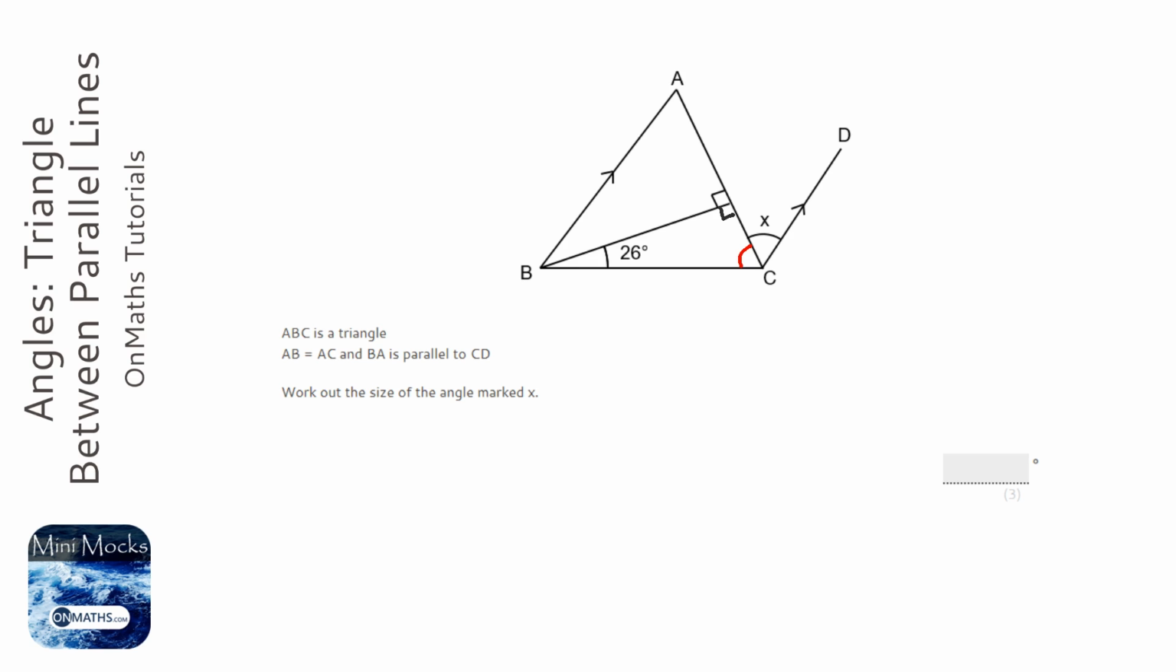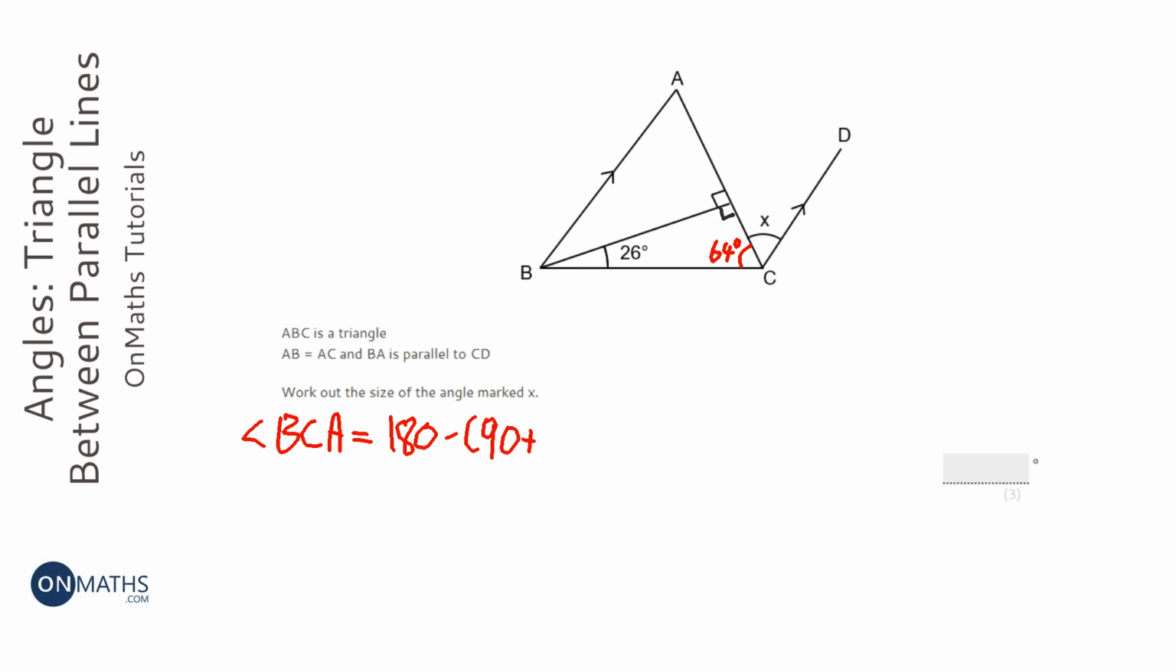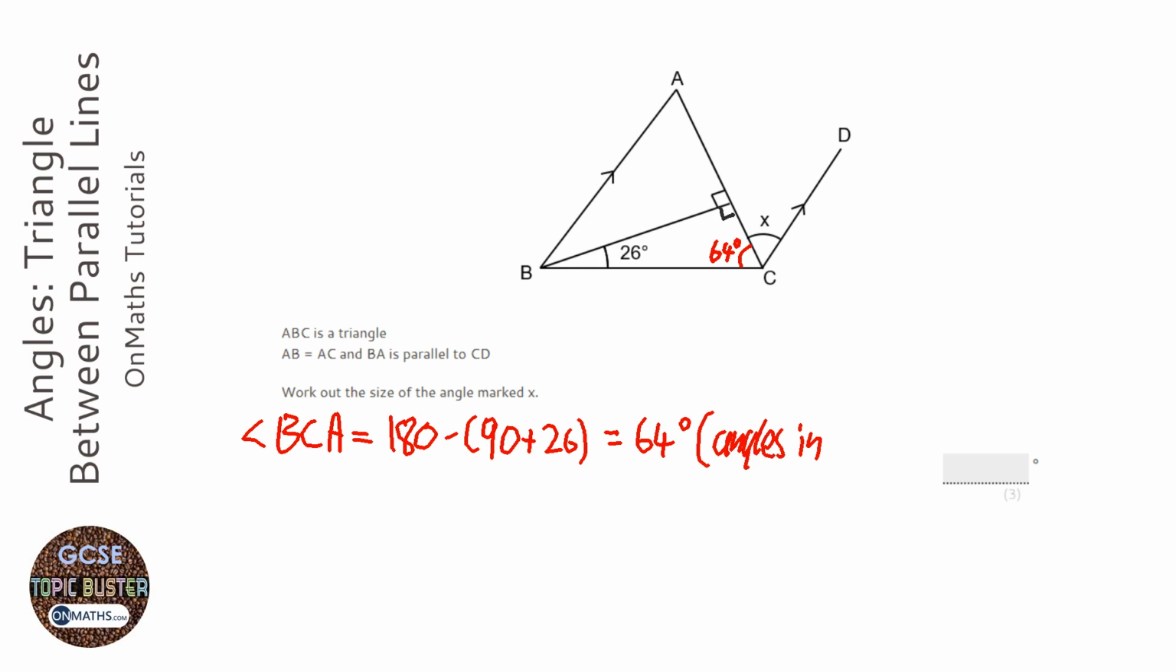Because there's a triangle there, one with 26 degrees, one with 90 degrees, we can take them away from 180, and that will give me, so let's do that now, and that will give me 64. And it's important to write down the reasons. So angle BCA equals 180 take away 90 plus 26 equals 64 degrees. Angles in triangle equal 180, and I'd write it in words for the actual exam.